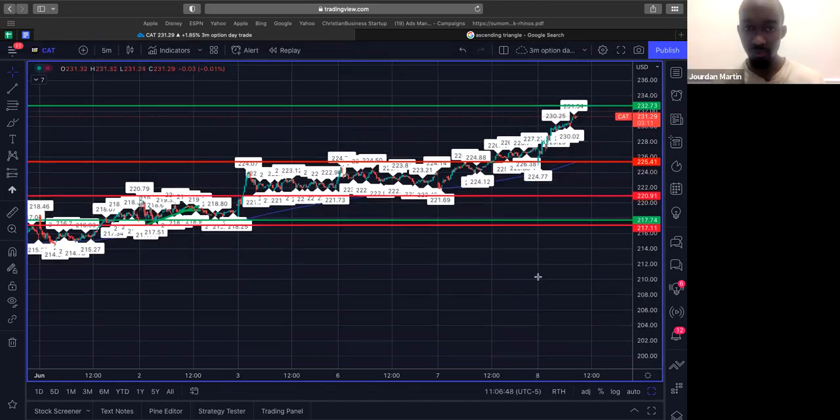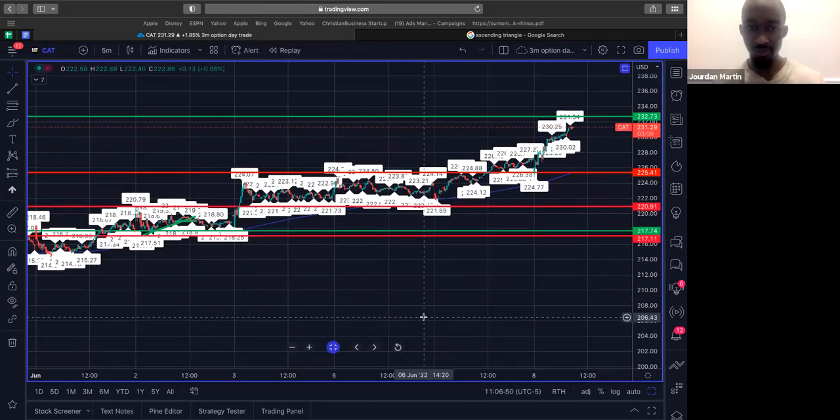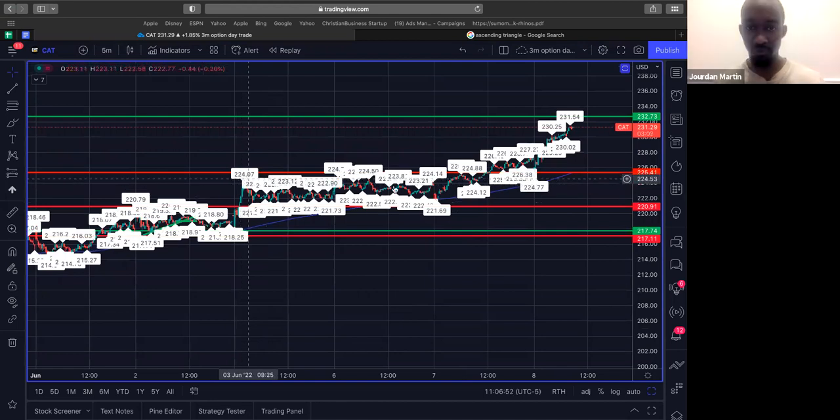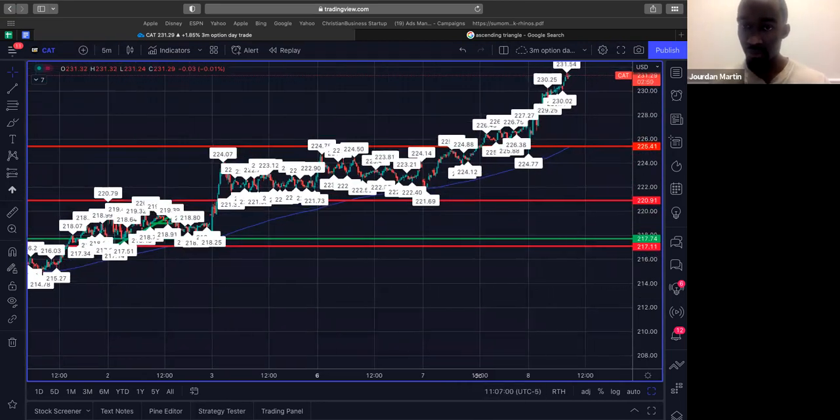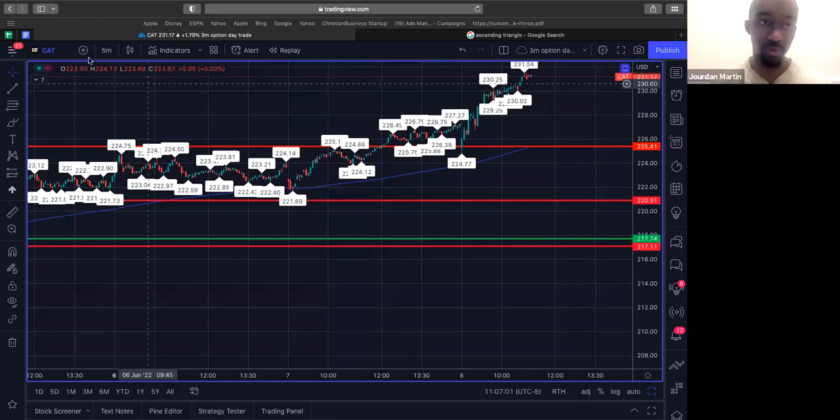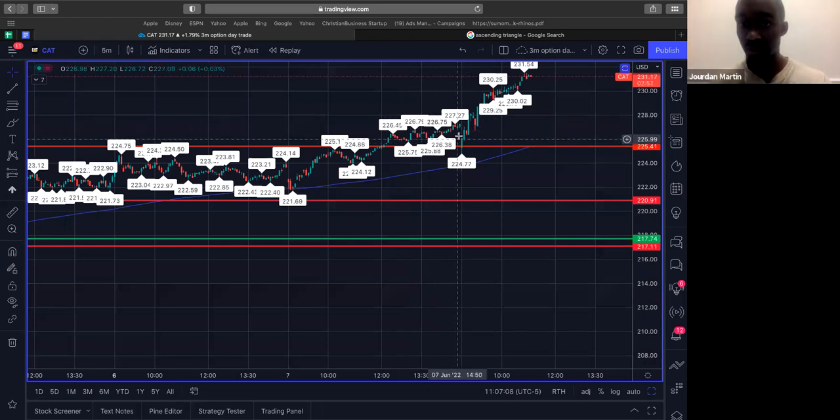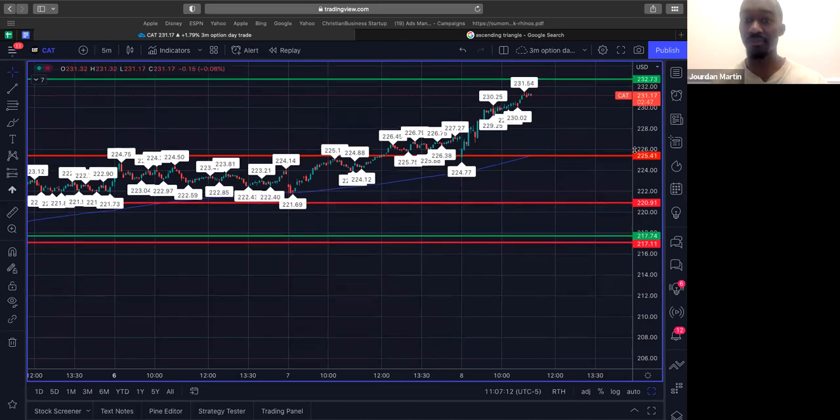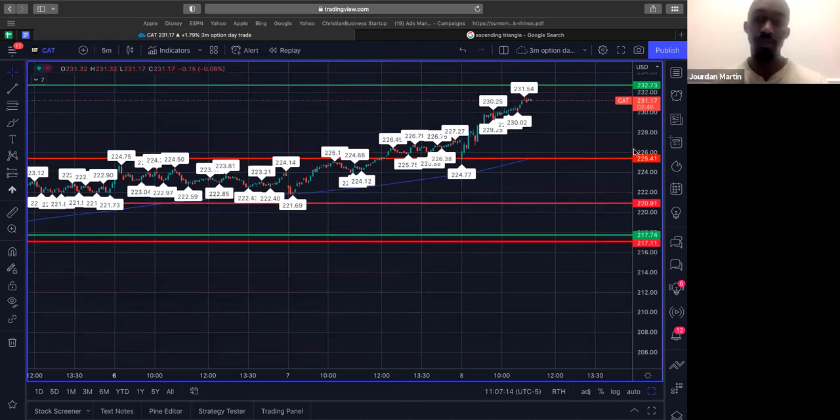So CAT sitting here in consolidation, right? This big range has all these little indicator numbers on it, but sitting in this big range here, it finally broke out of consolidation. Broke out, came down to retest the area, right? And then we see another bounce here and then it continued up. So that would be something to watch for if you were already looking at CAT.